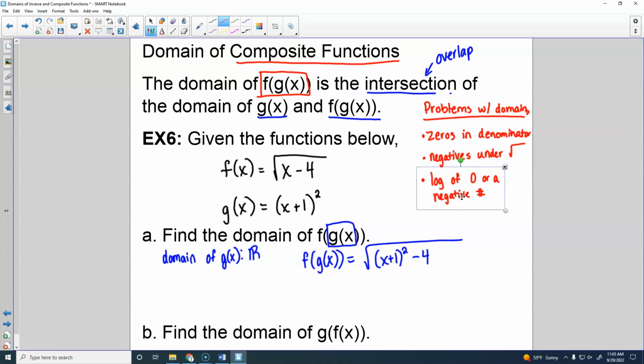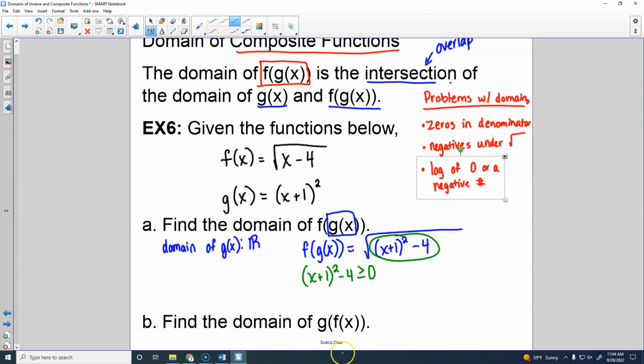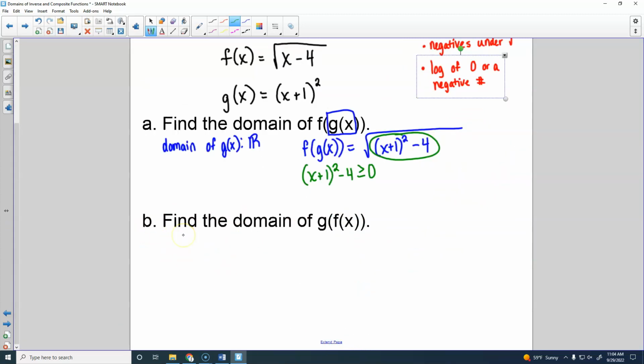So my problem here is that what is underneath this square root, x plus 1 squared minus 4, has to be greater than or equal to 0, right? Because I cannot have a negative. So if I make this greater than or equal to 0, that shows me what I will get that is positive here. So to solve this, I could add 4 to both sides. I'd get x plus 1 squared is greater than or equal to 4.